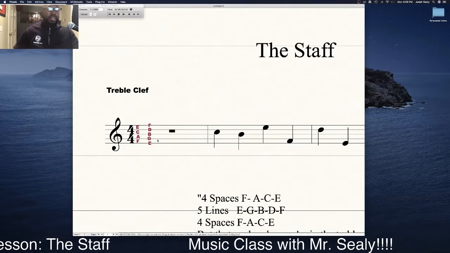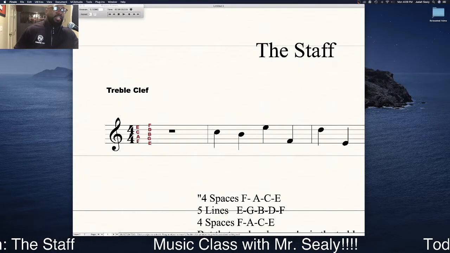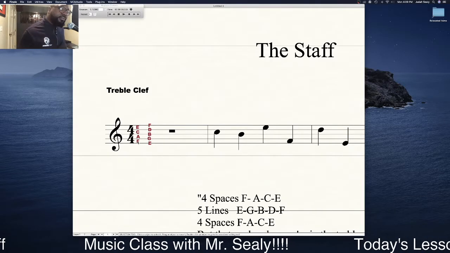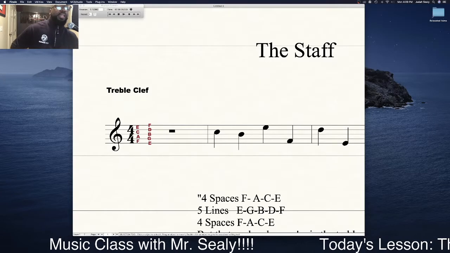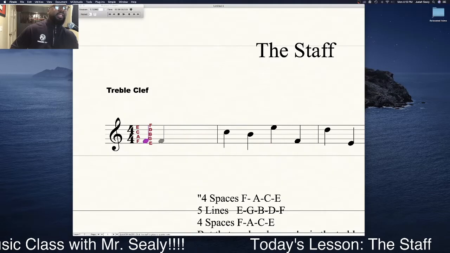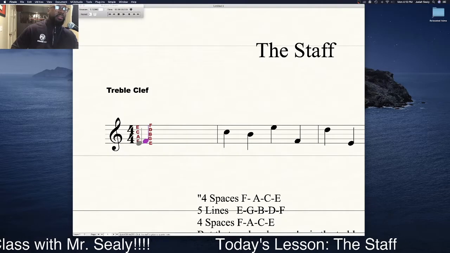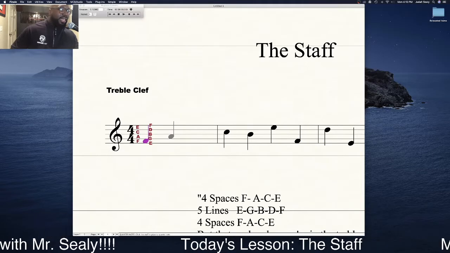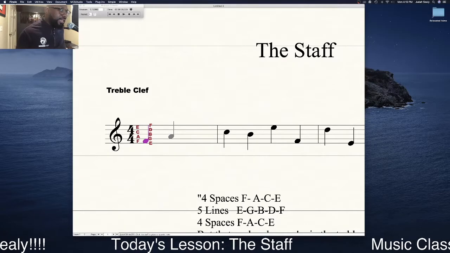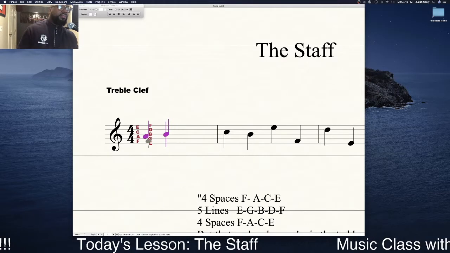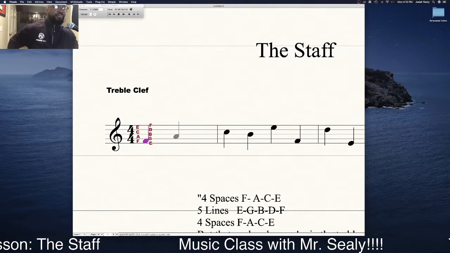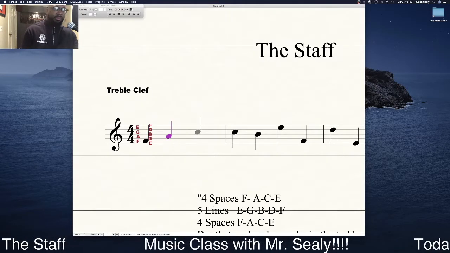So the first space is F. That's just the rule. And F sounds like this. So if I put a note here on the first space, it's an F, because that's what I just labeled it. Now our second space is A. So I'm going to play that note. That's an A. Oh, it moved because I played it. All right, this is an A. You may be hearing it when I put it on the staff.